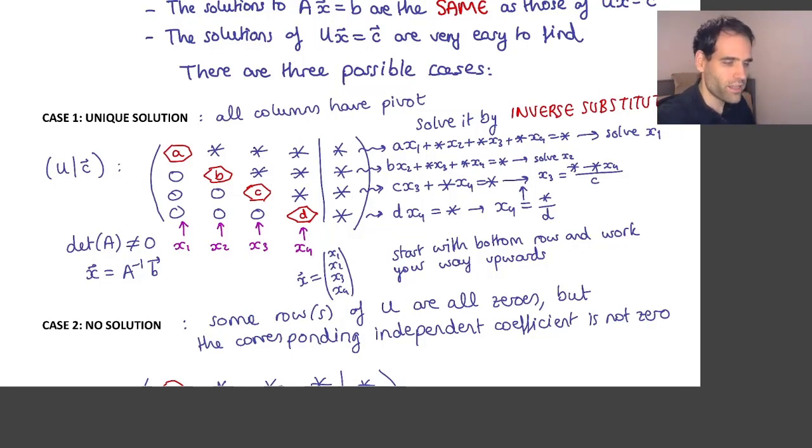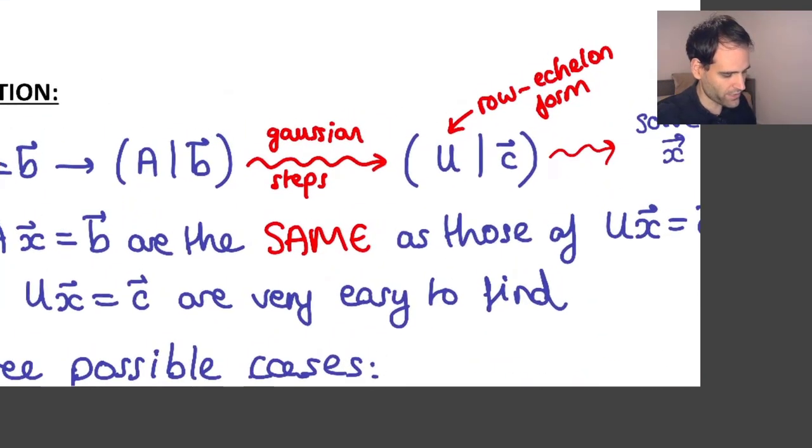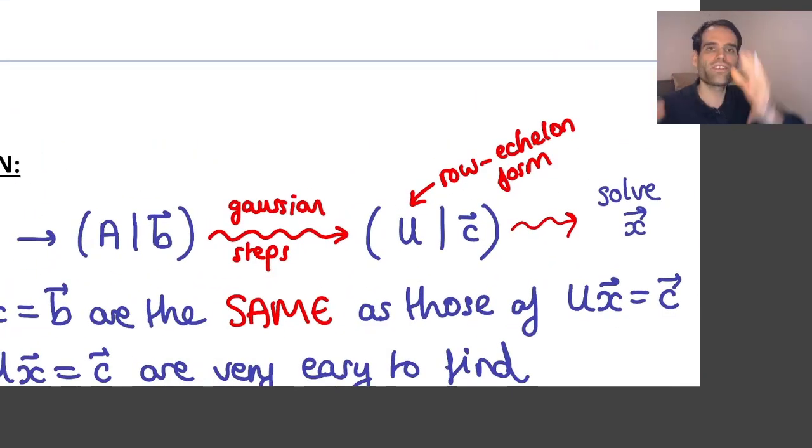Excellent. So now you know how to solve the system once it's written in row echelon form. The only question that I still need to tell you is how to do the Gaussian steps to transform the original matrix into row echelon form. And that's the next video.